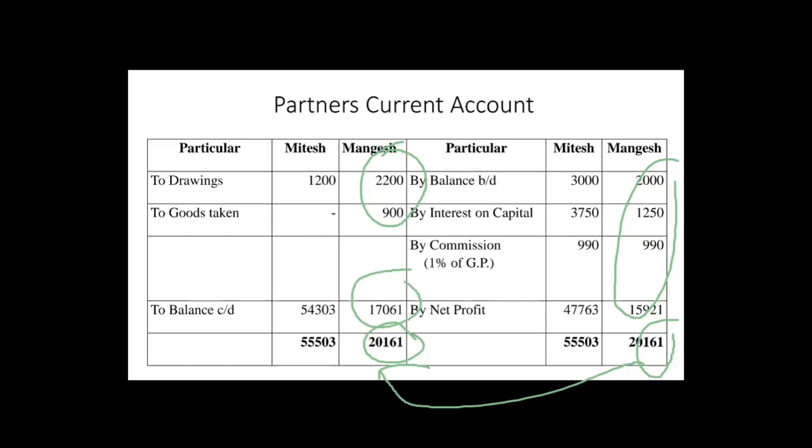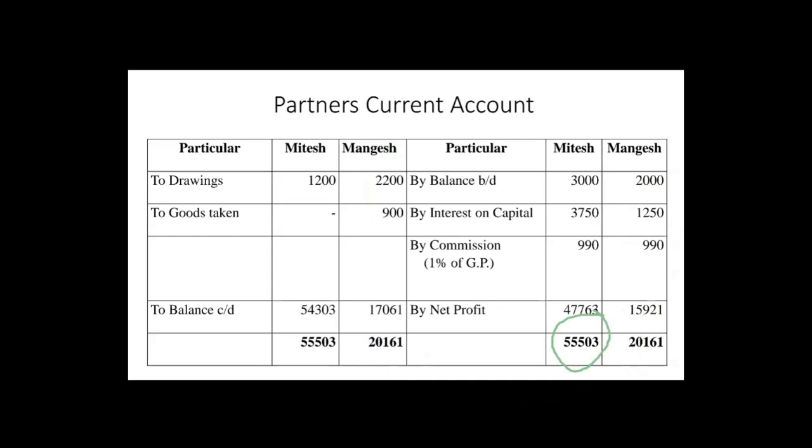Okay, in the same way I closed Mitesh's. On the credit side I got the amount 55,503. The same I have recorded on the debit side. Okay, from this I had deducted the amount of drawing, that is 1200, and I got 54,303. So whatever amount I have got is my balance carried down.